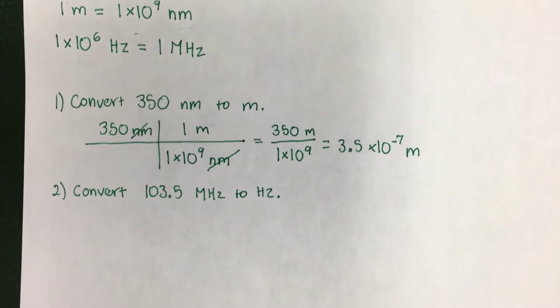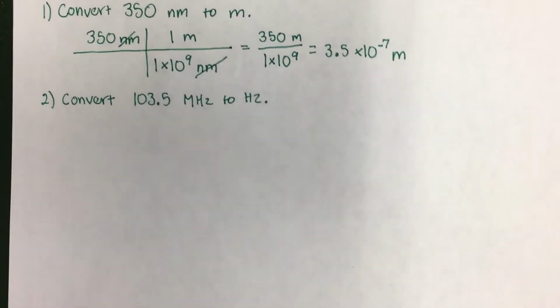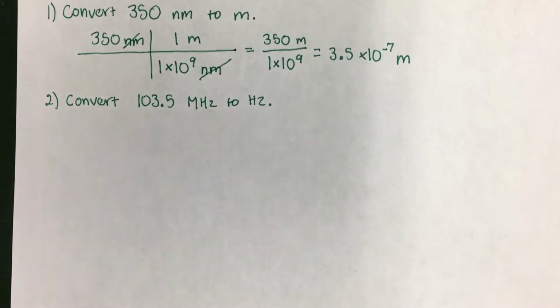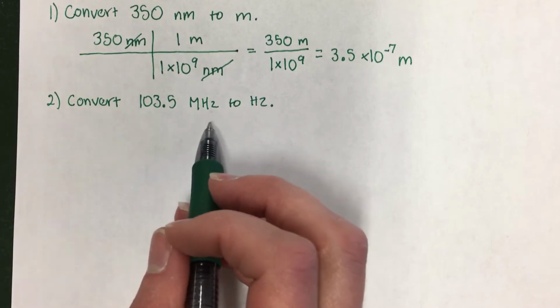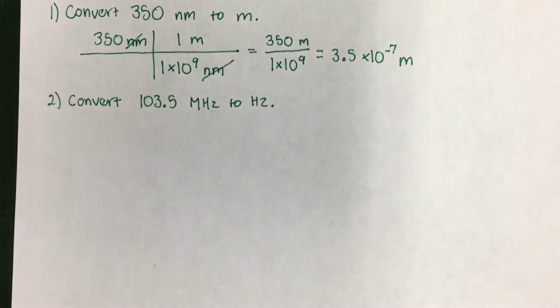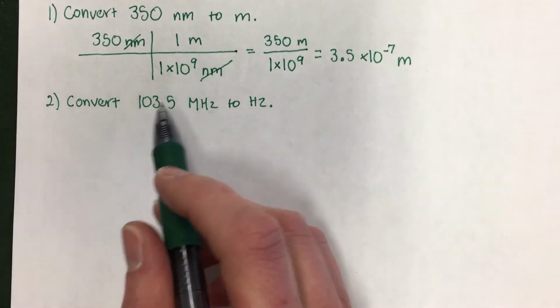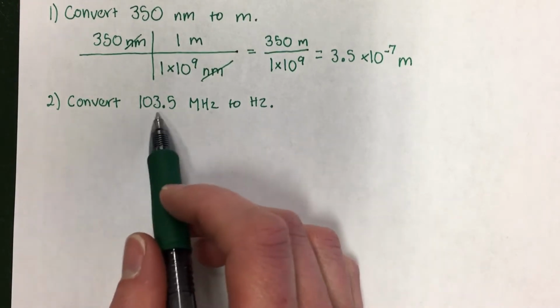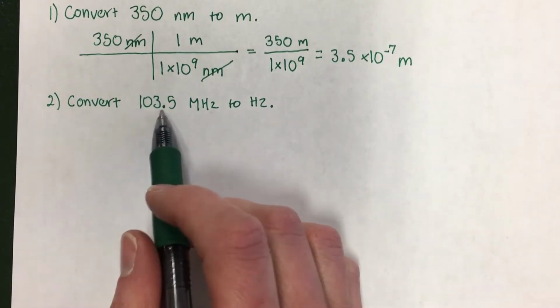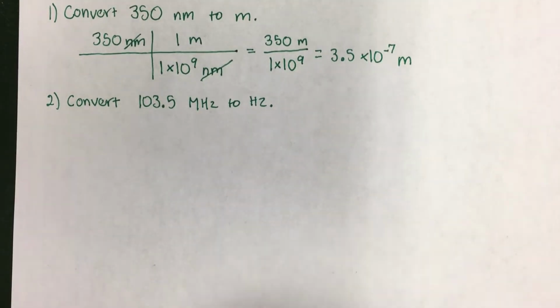Okay. So I wanted to also show you an example of converting from megahertz to hertz. So let's say we're trying to convert 103.5 megahertz. Radio stations are actually measured in megahertz. So all of the different radio stations that you see that you can tune between, those are all in megahertz. So like the radio station 103.5, that's megahertz.